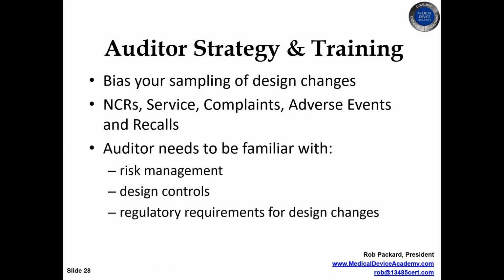Pick design changes that led to a complaint or an adverse event. Pick things you know are going to be a problem, bias your sampling to see if the company adequately determined whether validation that was going to be performed was adequate and whether revalidation was required. So look at the NCRs, look at the service, look at complaints, look at adverse events and recalls to bias your sampling.